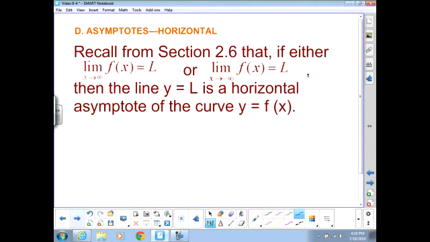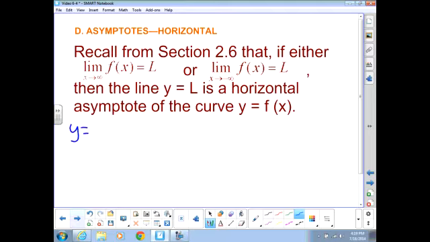Next is our horizontal asymptotes. In general, we know that a horizontal asymptote is what is happening to your function when your x's either get really, really big or really, really small. So either going towards positive infinity or negative infinity. The most common place we see horizontal asymptotes is with rational functions. There's four cases we'll see for horizontal asymptotes.